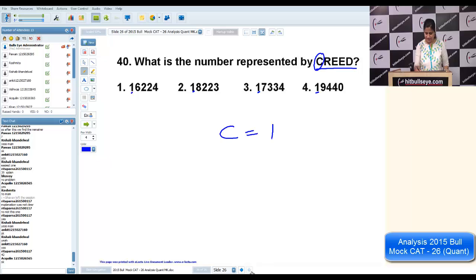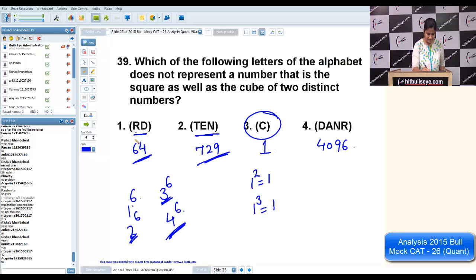Rituparna, now we know the value of every digit. R is 6. R is 6. D is 4, T is 4, T is 7, E is 2, N is 9, N is 9, A is 0, C is 1. You can make the remaining alphabets now. I think, is it okay? I mean, I'm not going into the whole explanation thing.